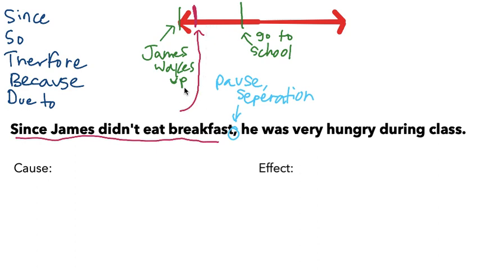Let's look at the other phrase. He was very hungry during class. So he got to school. This is going to be after his school starts. So he was very hungry during class is probably going to be right here, when he's in class. As you can see, James not eating breakfast was way before his class.